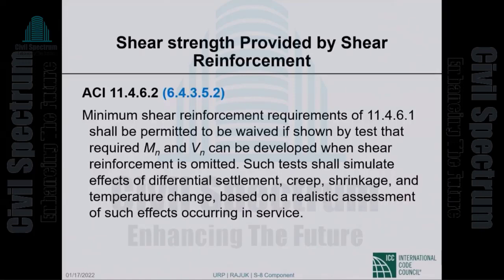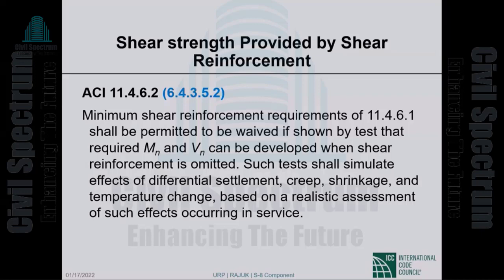Minimum shear reinforcement requirements shall be permitted to be waived. This has been in the code for a long time. I would say this is a problematic provision. Anyway, let us read it. So, minimum shear reinforcement requirements shall be permitted to be waived if shown by test that required M sub n and V sub n can be developed when shear reinforcement is omitted.